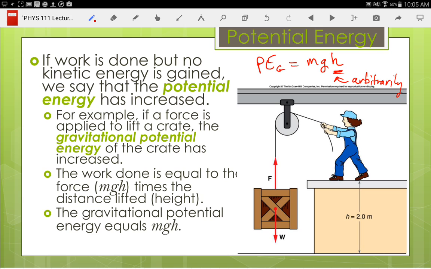Okay, so this picture here is showing a girl pulling a box up. She has to apply a force. She does work because she applies that force and she pulls at a certain distance. She's doing that against gravity. And so gravity is doing negative work. Gravity is pushing down and going the same distance. Or we can say she changed the potential energy of the box equal to the amount of work she did.